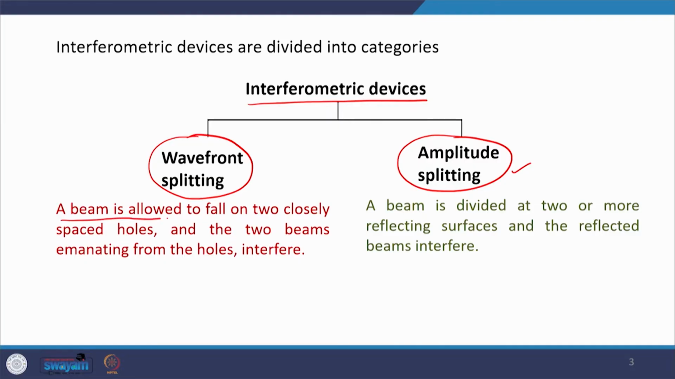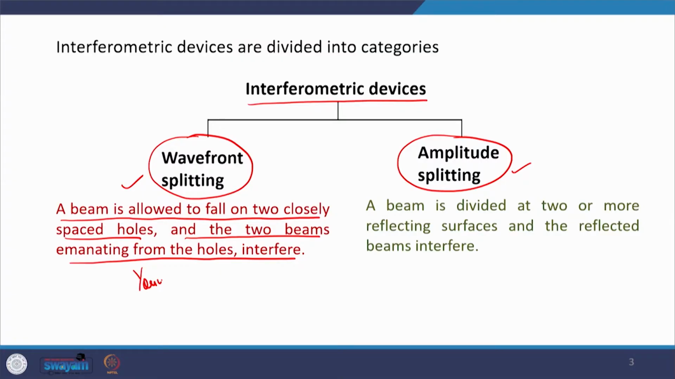Now, what is wavefront splitting? A beam is allowed to fall on two closely spaced holes, and the two beams emanating from the holes interfere. This is how wavefront splitting interferometric devices are defined. The best example of this kind of interferometric device is our Young's experiment.